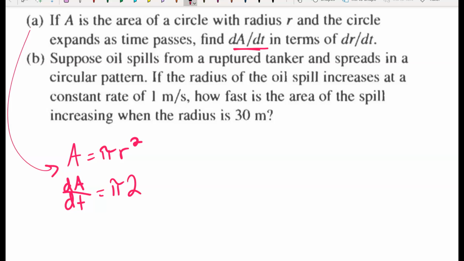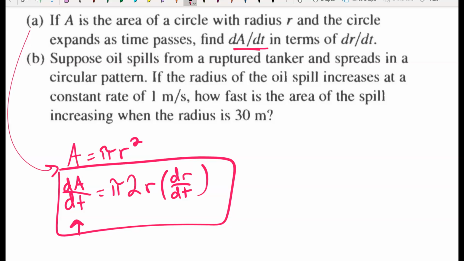So I'm going to bring down the 2, subtract 1 from the exponent, so that's just r to the first, or just r, and I need to multiply by the derivative of the inside function. So in this case, the inside function is just r. So I'm multiplying by whatever the derivative of r is. So this is the relationship between the rate of change of the area as time goes by and the rate of change of the radius. So let's apply this in context.